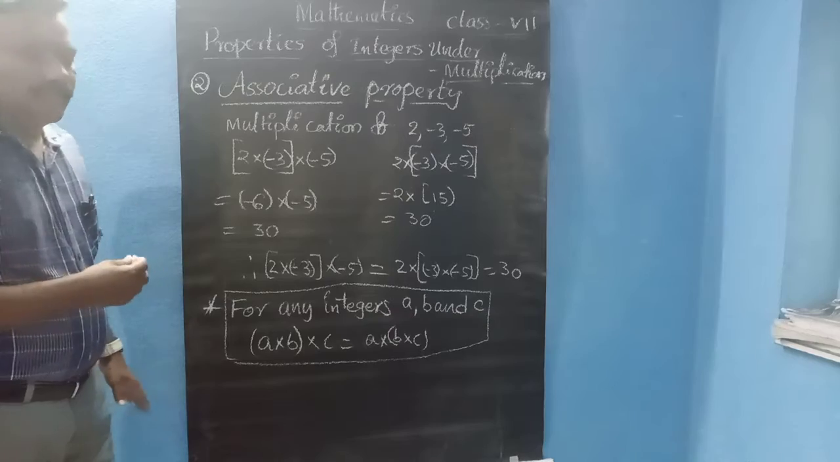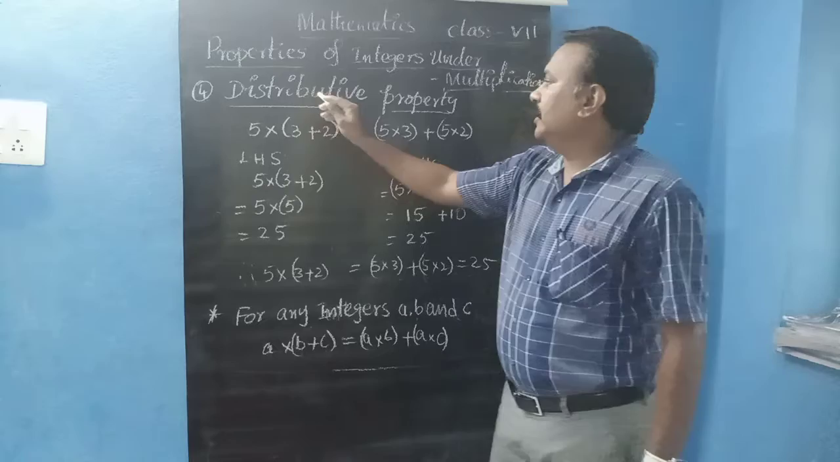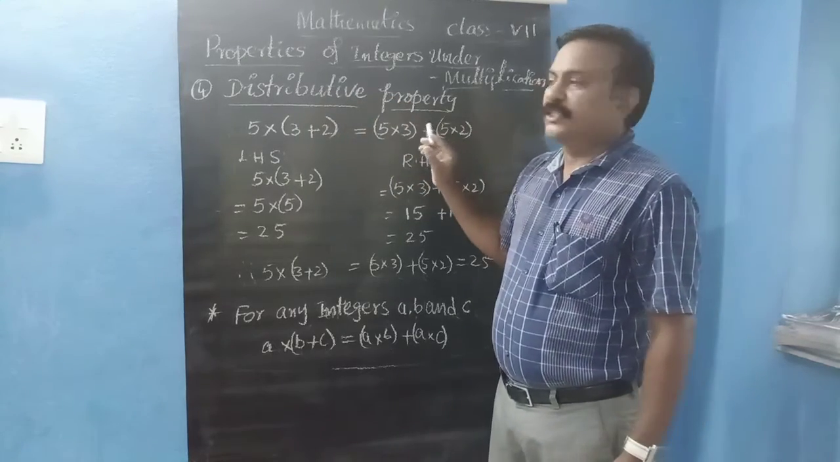Okay, do you understand? Associative property. Now we'll go to the next property. Next, the fourth property, distributive property. What is that? Distributive property.